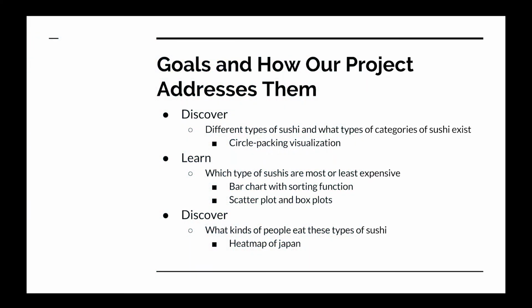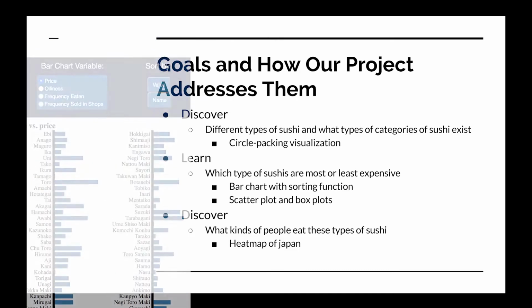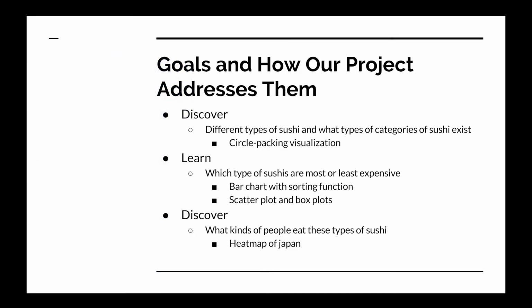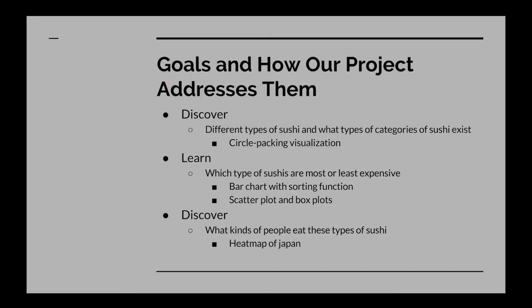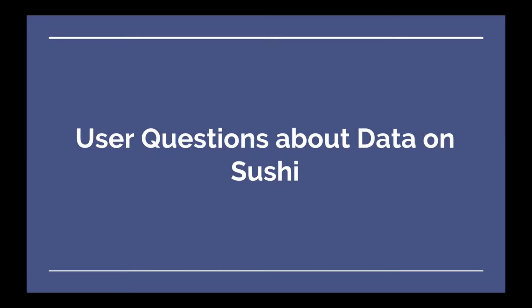Another goal is to allow the user to learn which sushis are the most or least expensive, for example, which is achieved through a bar chart and a sorting function. And a third goal is allowing the user to discover what kinds of people eat these types of sushi through a heat map of Japan. In order to compare these attributes of the sushi, we created a visualization that utilizes a bar chart, a scatter plot, and a box plot.